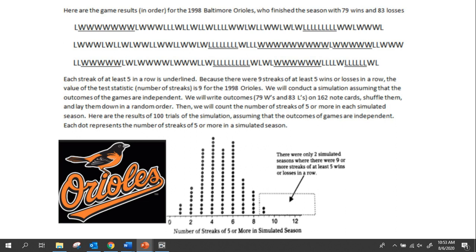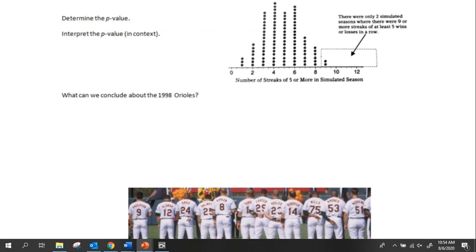Here are the results of 100 trials of the simulation, assuming that the outcomes of games are independent. Each dot represents the number of streaks of 5 or more in a simulated season. And you can see that there were only 2 simulated seasons where there were 9 or more streaks of at least 5 wins or losses in a row. So our p-value would be 2 out of 100, or 2%.